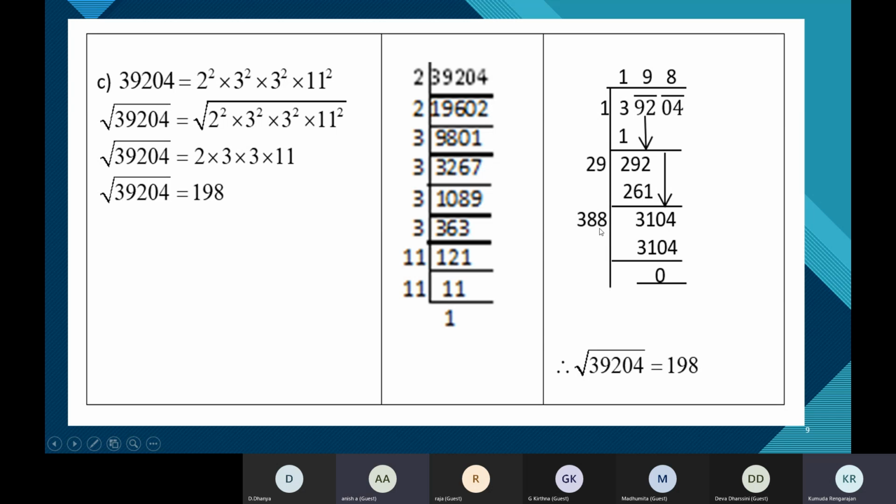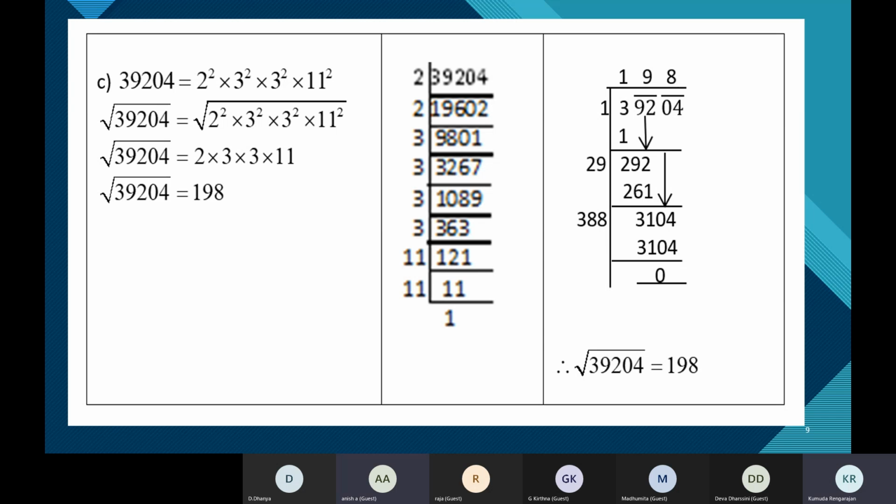Okay, ma'am. So 388 into 8. 388 into 8 gives the perfect number 3104. Very good. And the remainder is 0. Okay. So the square root of 39,204 is 198. Now, how will you read this from 198?